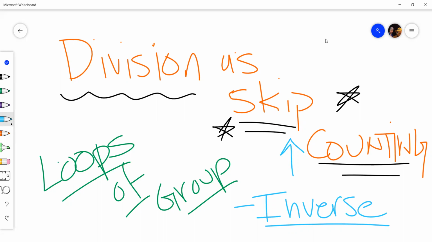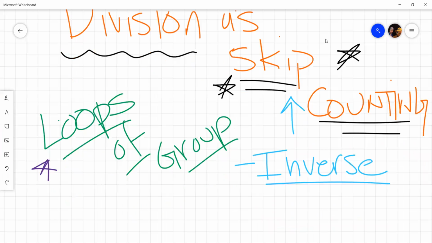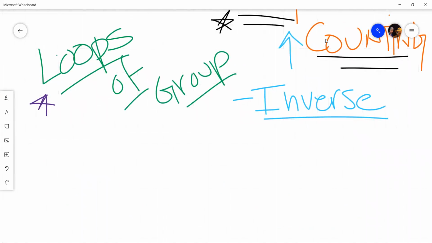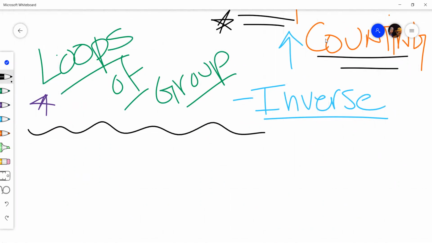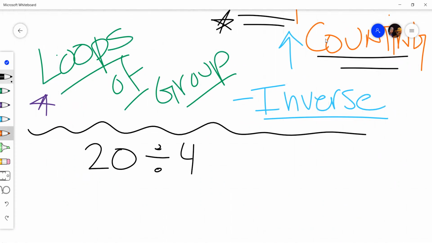I am going to do a quick loops and groups review, since we are going to be using that strategy today. So remember, as we think about how we divide, the whole concept of division, for example, if I had a problem like this, 20 divided by 4, the whole concept of that is that I'm taking 20 and I'm cutting it or dividing it or partitioning it. These are all words you'll hear in division, into groups of 4.